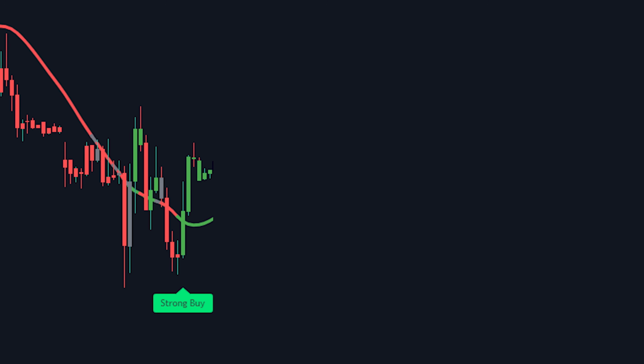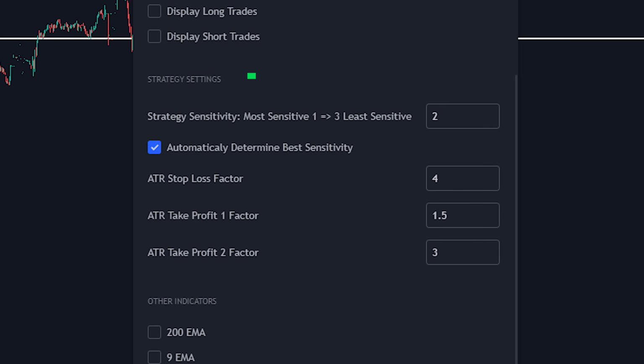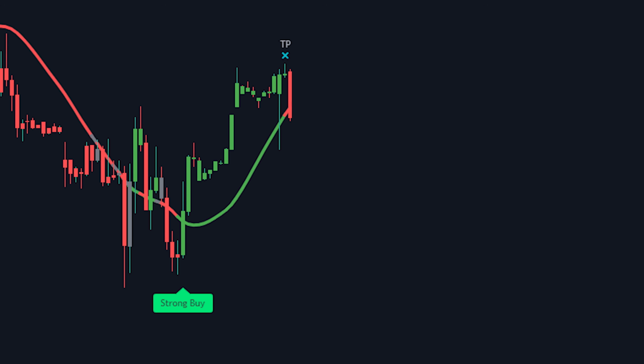So look how beautiful this indicator works. So here we have a strong buy. So we enter the trade. We wait a little bit and then we see the first take profit mark. The cool thing about this indicator is it'll give you a take profit mark based on your trading sensitivity from the sensitivity you put in the settings. This is also where you can start putting your own twist on the indicator depending on your risk tolerance.